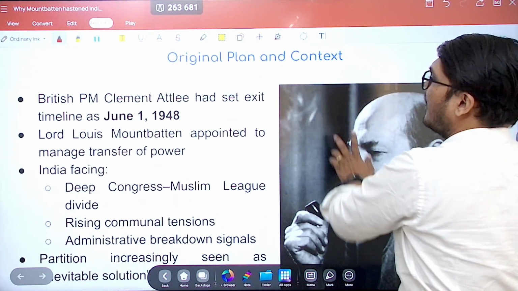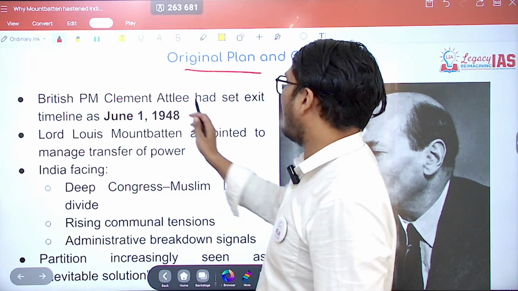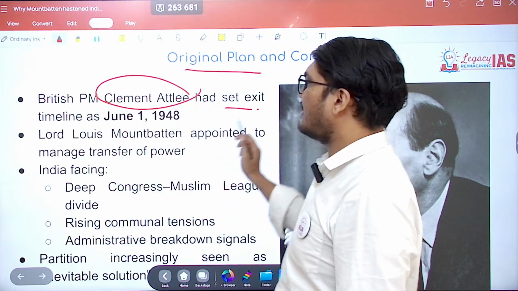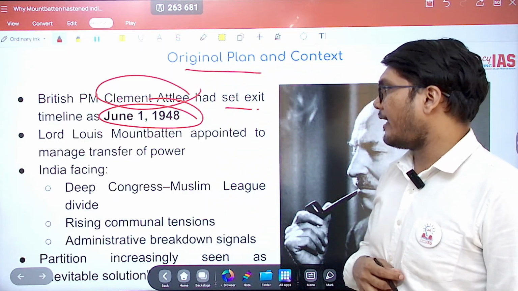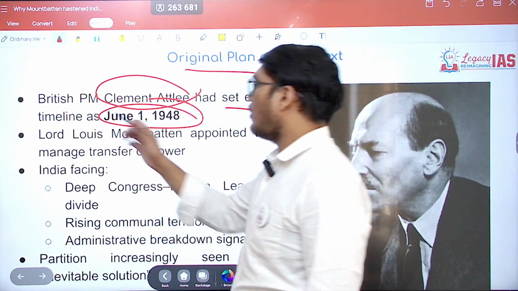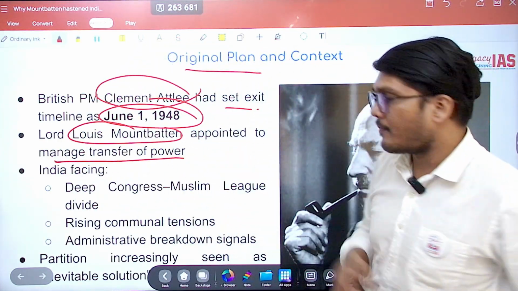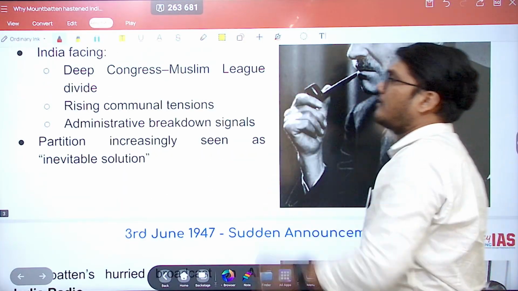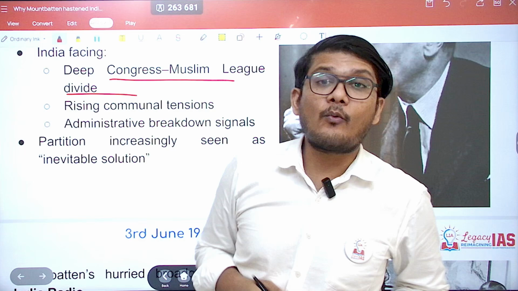So, let us understand what was the original plan. The then British Prime Minister Clement Attlee had set the exit timeline as 1st of June 1948, right? Then Louis Mountbatten was appointed to manage the transfer of power. India at that time was facing the deep Congress and Muslim League divide. There was a divide. Why?